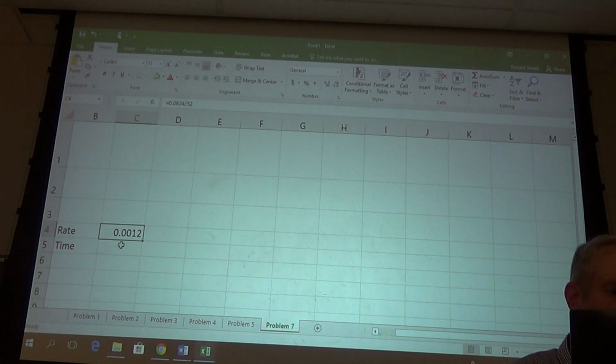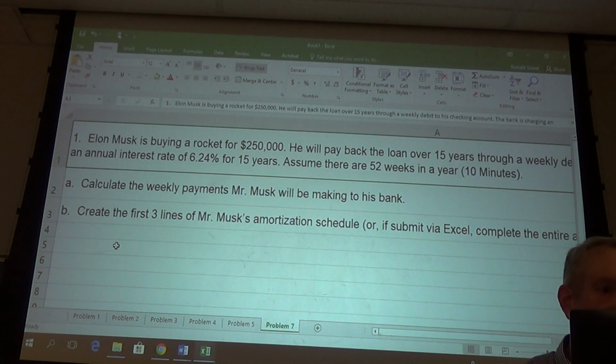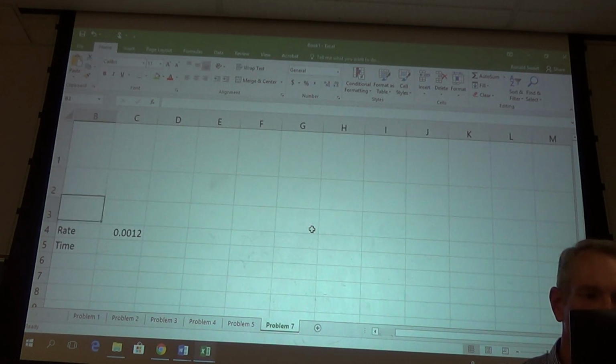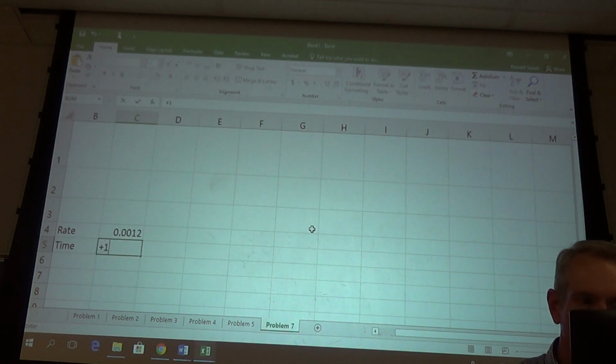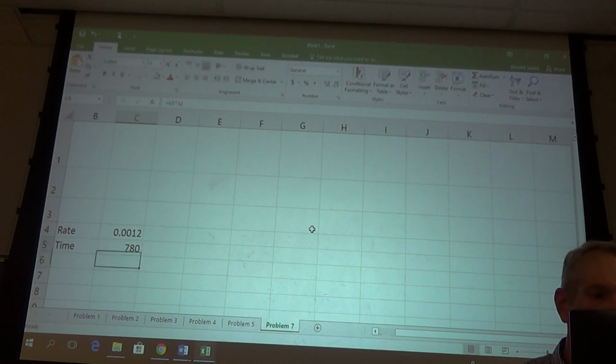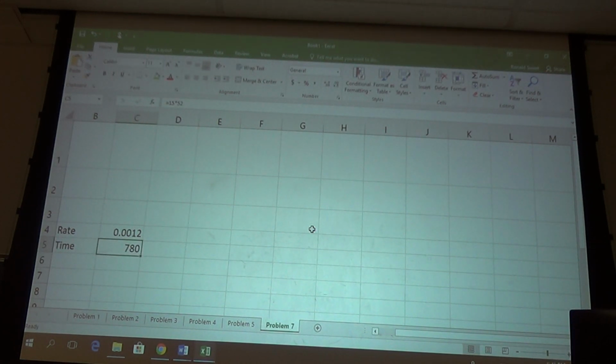Right? And then what is the time? Well, he's going to pay off the loan weekly over 15 years. So what is my time? 15 years times 52. Right? So the rate, you take the interest rate divided by, if it's monthly, divide by 12. If it's weekly, divide by 52. So that's going to be your rate, and your time will be the number of years times 52 or 12, depending on if it's weekly or not. So what we got to do is go find that in the problem.